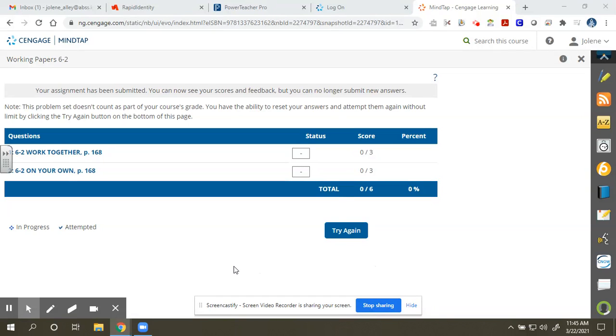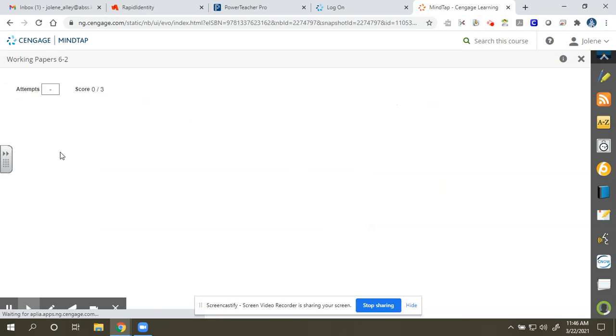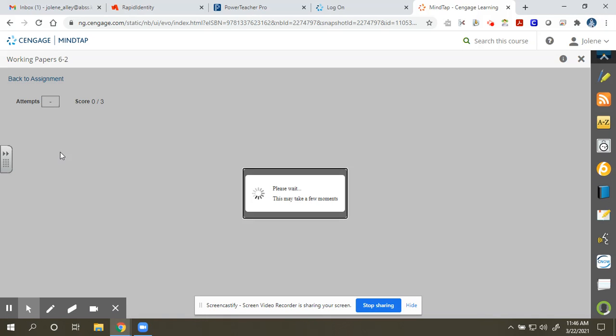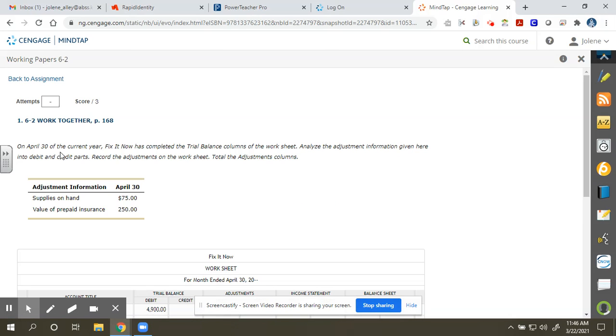Hi, everyone. This is Miss Allie, and this is Accounting 1, and we're doing in the book 6-2, Work Together. We're going to be working on the worksheet, the multi-column worksheet that has 8 columns to it. But we're only taking one step at a time, okay?